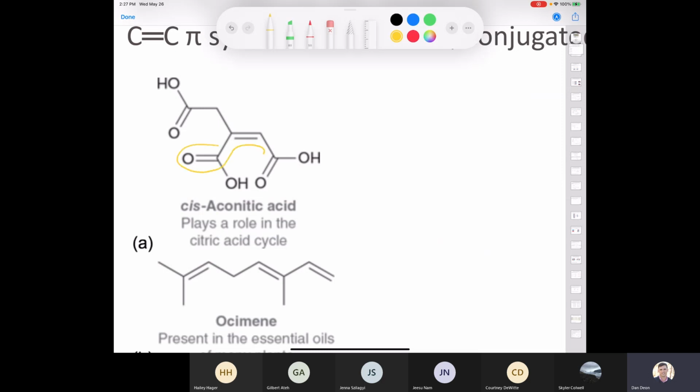Anyhow, if I was to circle all of these double bonds here, how would you describe that? Would you say that's cumulated, isolated, or conjugated? What I have in the yellow circle.